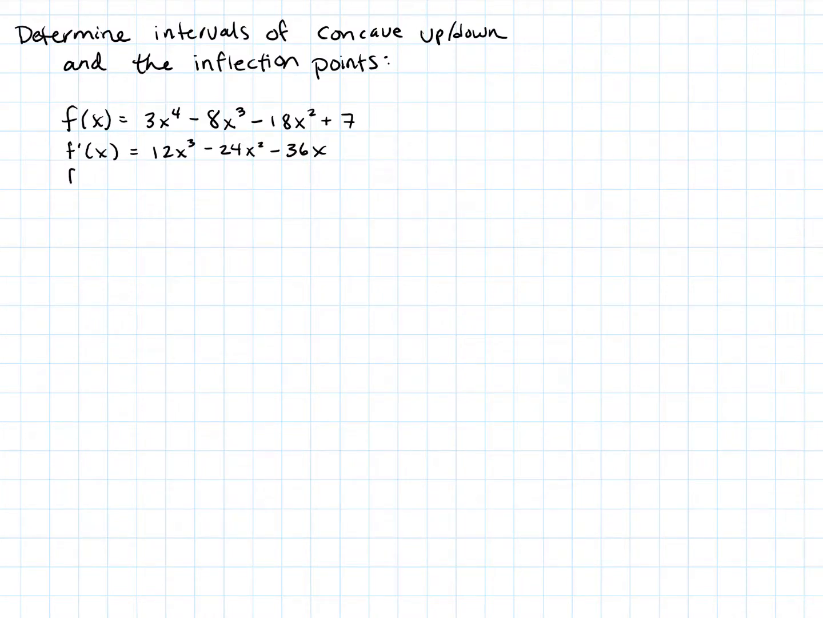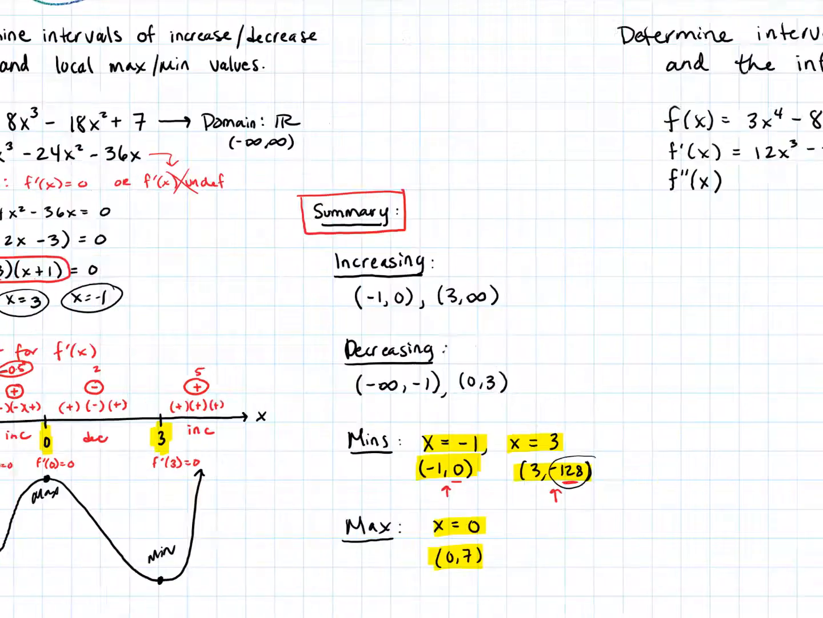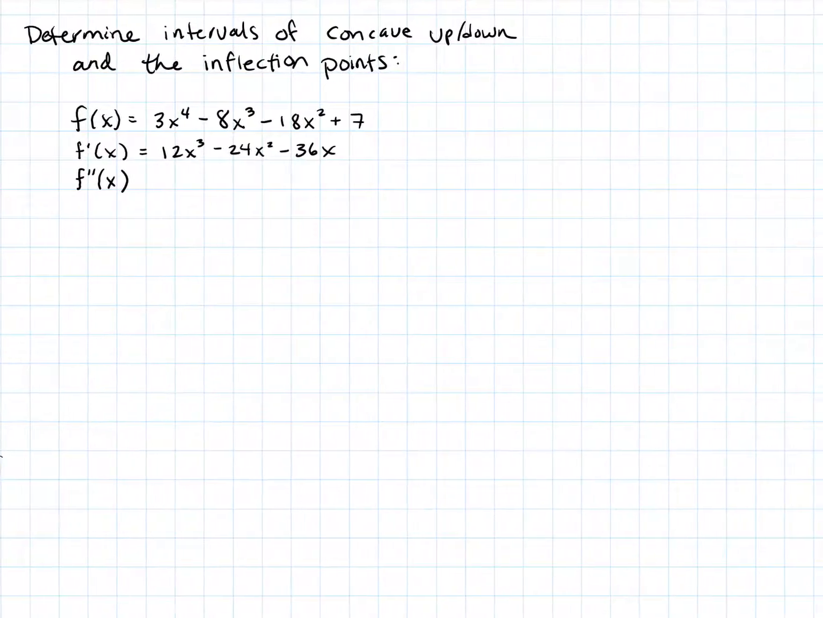Now we're going to take the second derivative. And when we're done, we'll look back. The process is going to be very much the same. Remember what we did here. We found the critical points. We created a sign chart for the first derivative, and that told us about where it increases and decreases. Now we're just going to do the exact same thing, but with the second derivative.